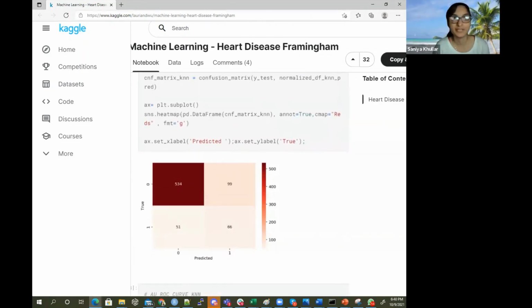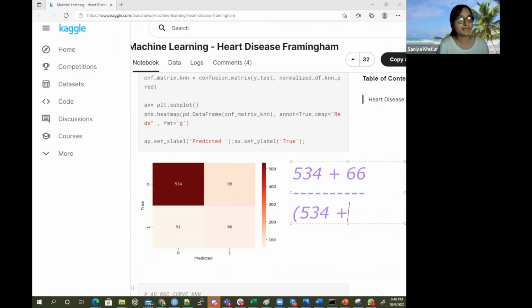So oftentimes to get the accuracy, for instance, you're going to take the correct ones, which is 534 plus 66. Those are the accuracies. Then you're going to divide this fraction by the total, which is 534 plus 99 plus 51 plus 66. So that's how you get accuracy.